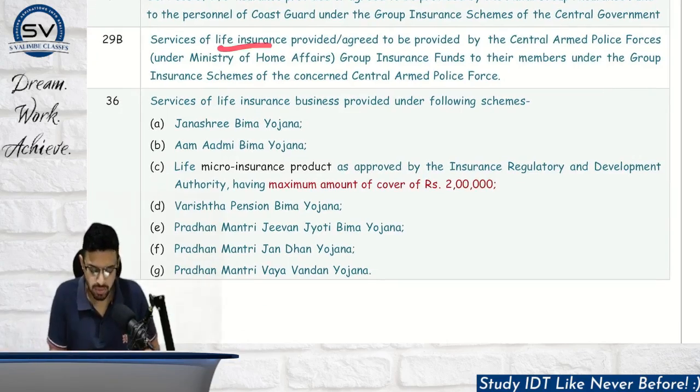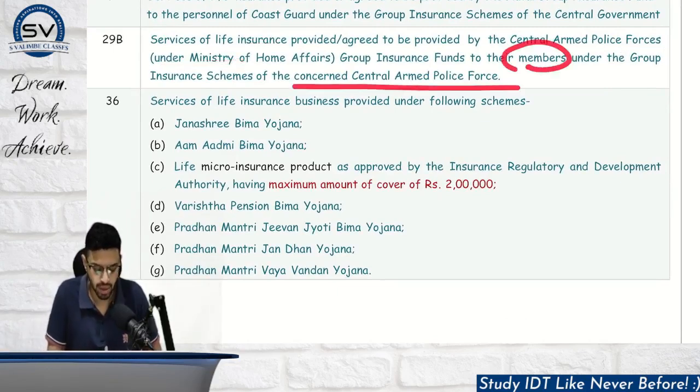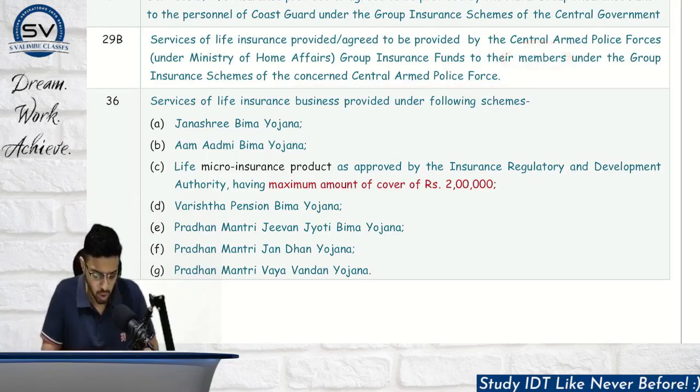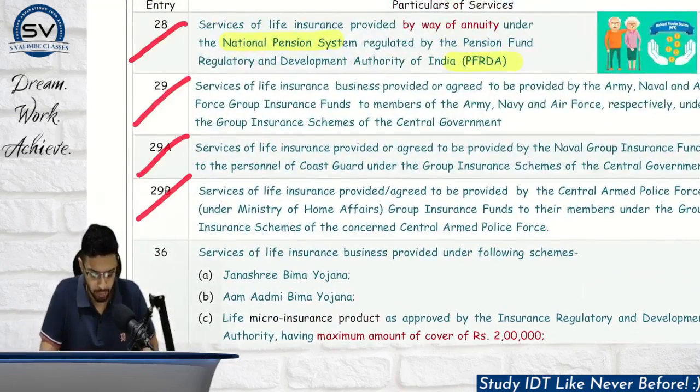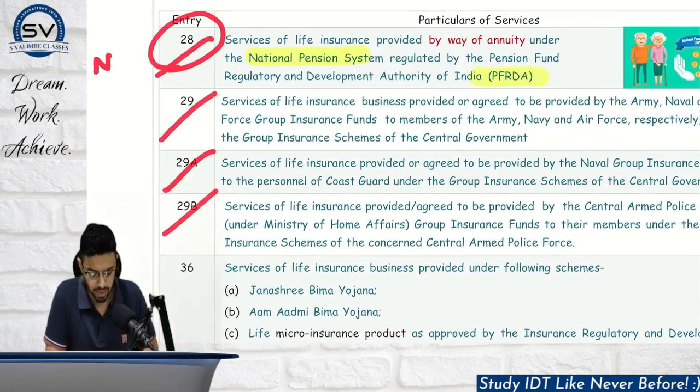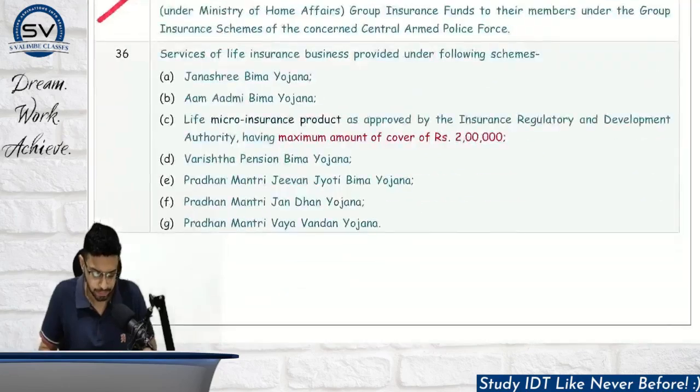Life insurance services by Central Armed Police Forces. These are the police forces related insurance schemes to their members under the insurance schemes of the government. So again, these are all related to government. This is NPS. NPS is also exempt. Okay.